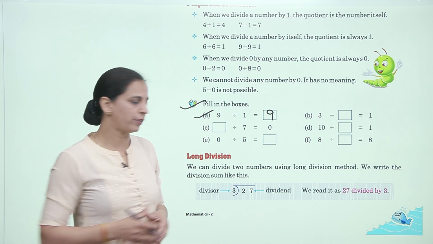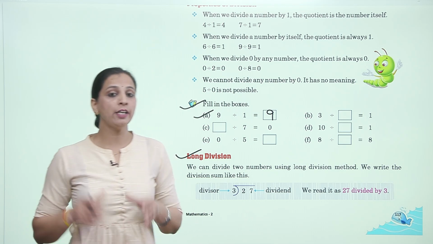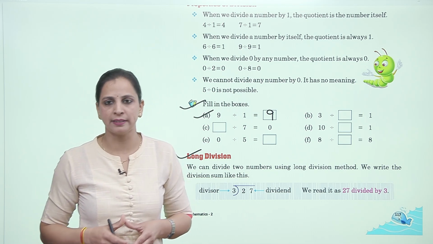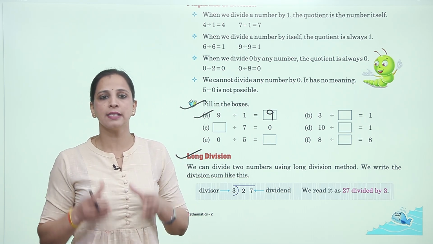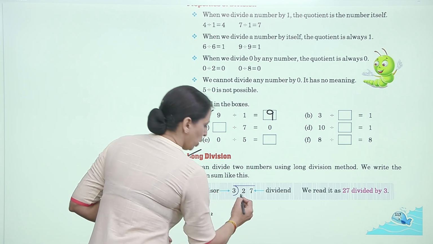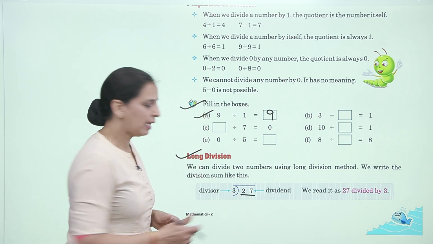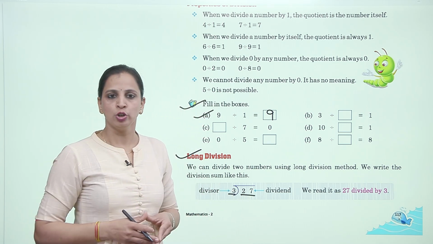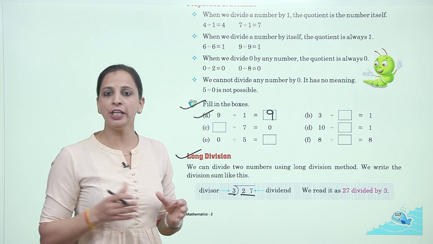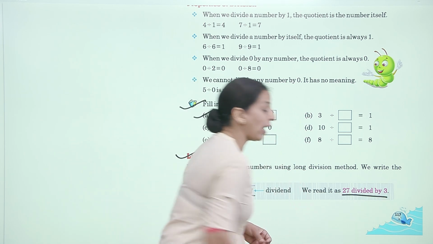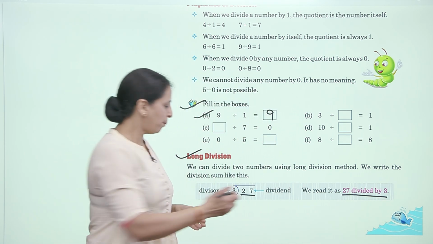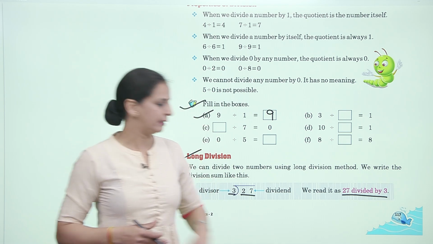Now next is long division. We can divide two numbers using the long division method. We write the division sum like this. 27 is our dividend and 3 is our divisor. तो इस तरह से हम सिंबल बनाएंगे. We read it as 27 divided by 3. बड़े नंबर को छोटे नंबर से डिवाइड करते हैं.